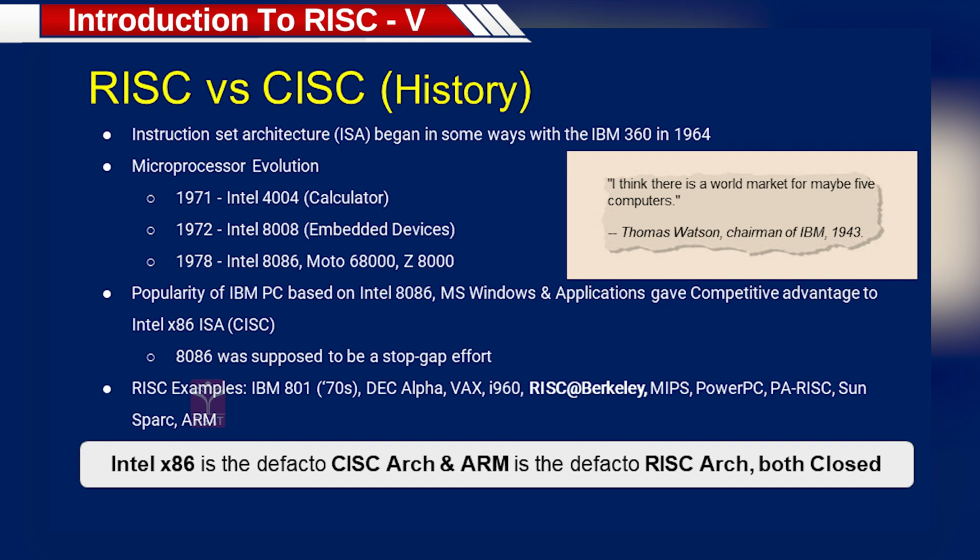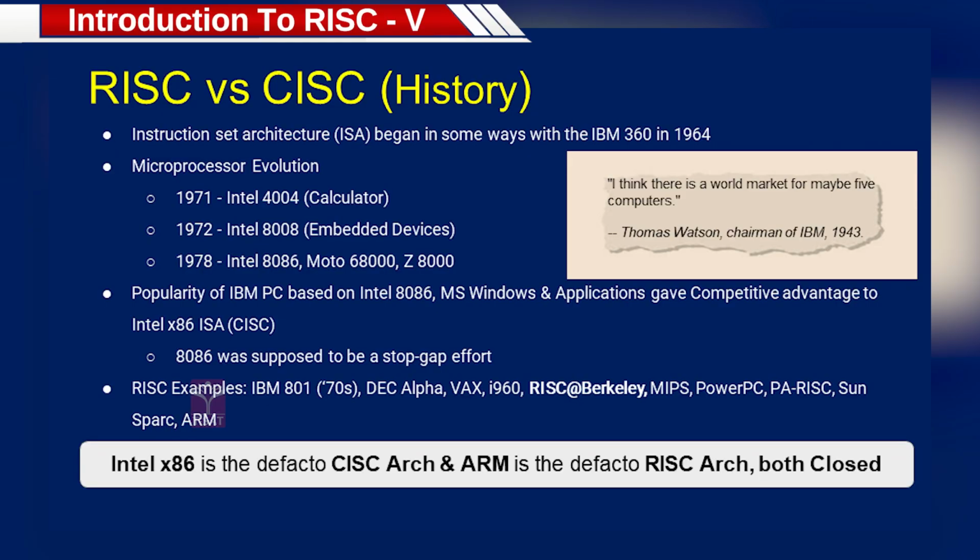As you can see from the quote on the foil, the then chairman of IBM was estimating a market for 5 computers. We've come a long way since then. Computers were very primitive back then, and the instruction set, as in having this set of commands, sort of began in the 1960s.